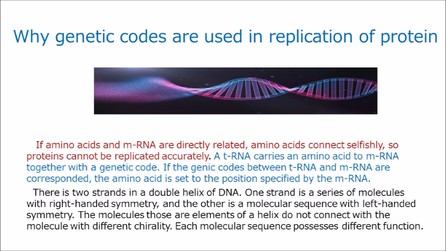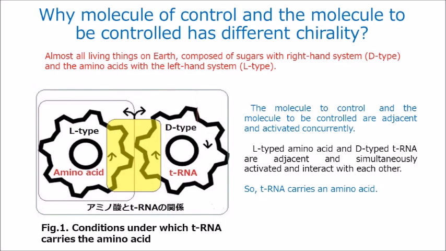the mRNA. There are two strands in a double helix of DNA. One strand is a series of molecules with right-handed symmetry, and the other is a molecular sequence with left-handed symmetry. The molecules that are elements of a helix do not connect with molecules of different chirality. Each molecular sequence possesses a different function.